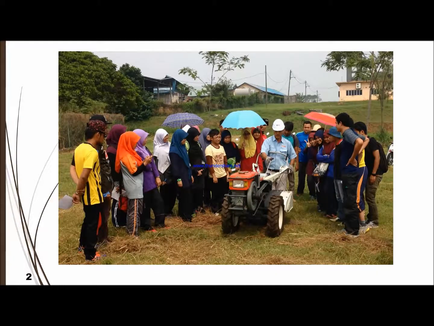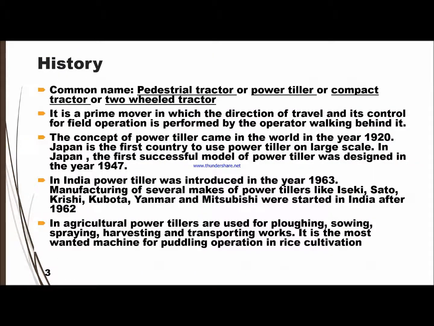Moving to the next slide. I think most of you are already familiar with the power tiller, or pedestrian machine. The other names of the power tiller are compact tractor, pedestrian tractor, or two-wheel tractor. It is similar to a conventional four-wheel tractor as a prime mover in the field, and the only difference is that it is operated by the operator walking behind it.